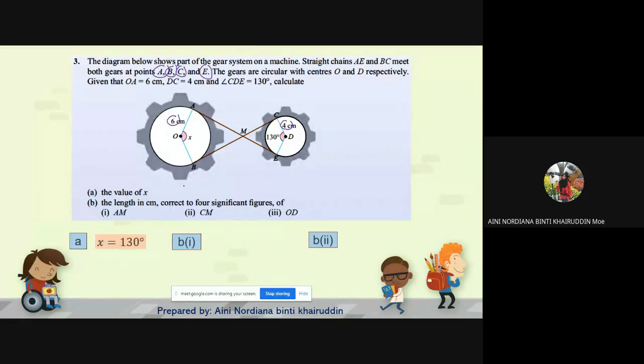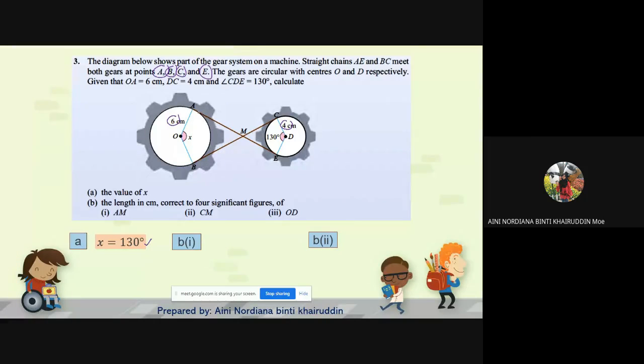First, you need to draw. x is actually 130, same as this angle, because AE and BC are the common tangents. So the angles are equal, so x equals 130. B1, the length in cm, correct to 4 significant figures, of AM.